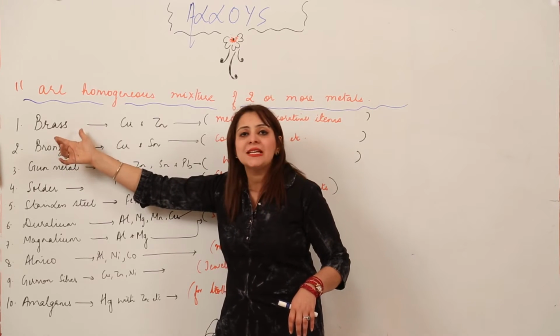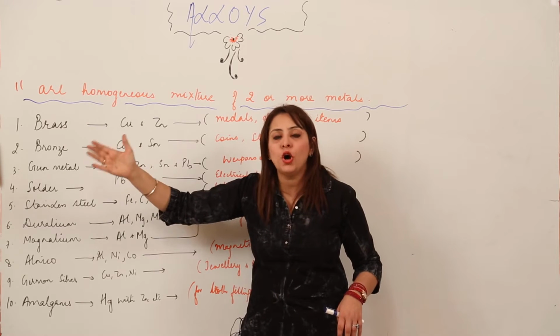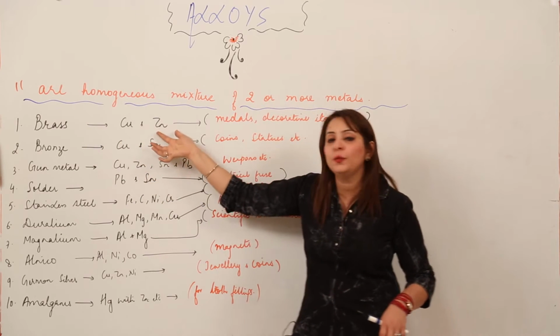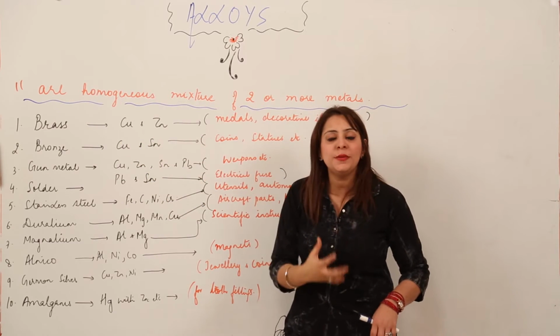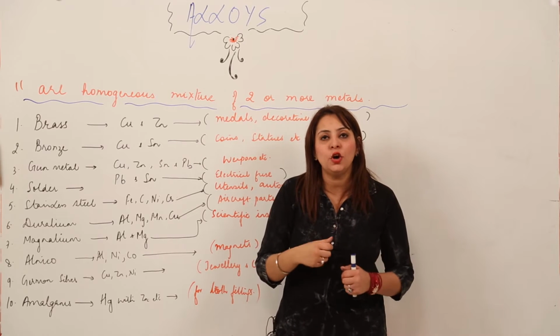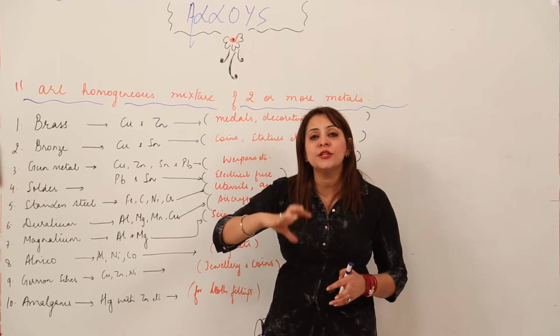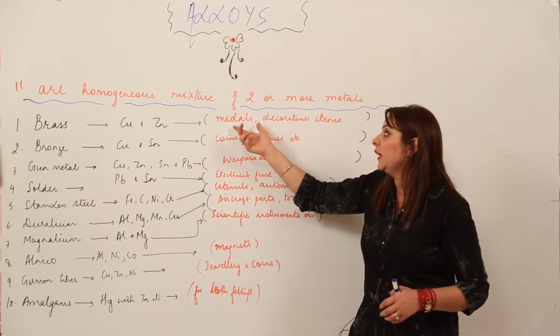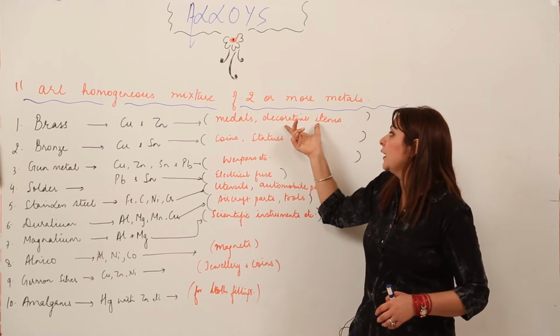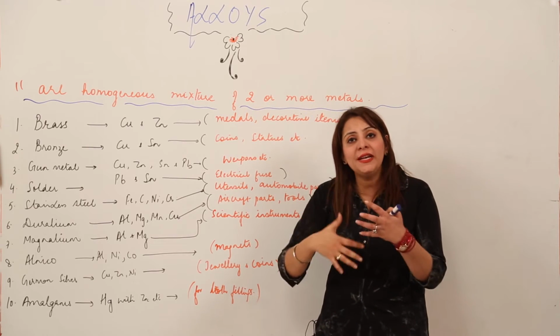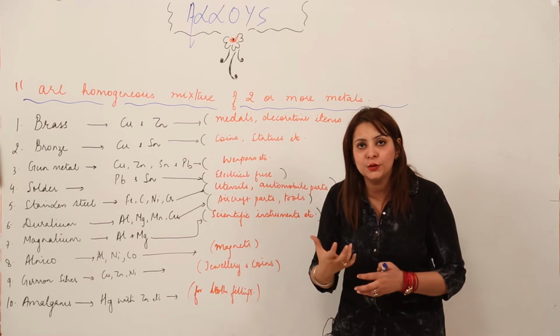Brass is mainly an alloy of copper, in which the copper is mixed with zinc. After mixing the copper with zinc, we call it brass, and for which purpose can we use it? It is used for making medals, decorative items, and many other things. They are made up of brass, you know that.